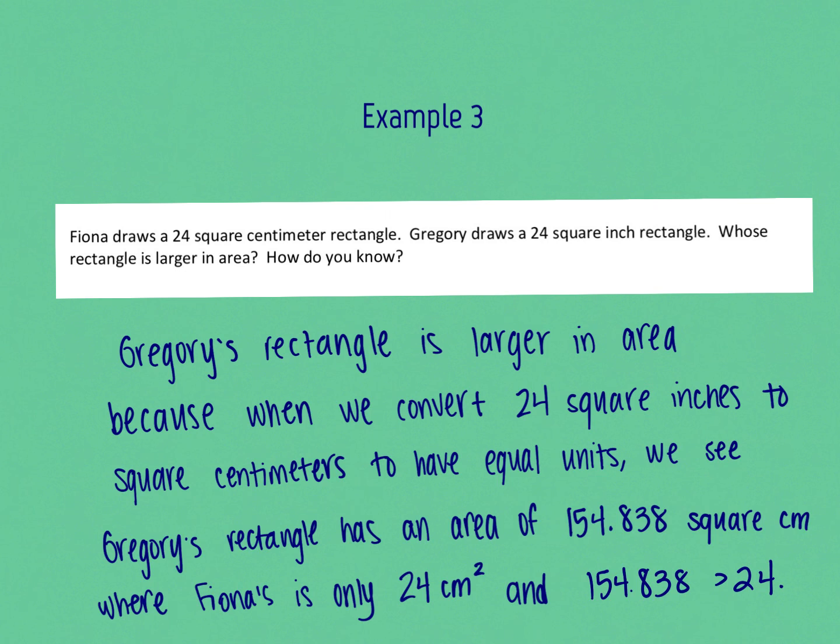We see this because Gregory's rectangle is larger in area: when we convert 24 square inches to square centimeters to have equal units so we can compare, Gregory's rectangle has an area of 154.838 square centimeters, where Fiona's is only 24 square centimeters, and 154.838 is greater than 24.